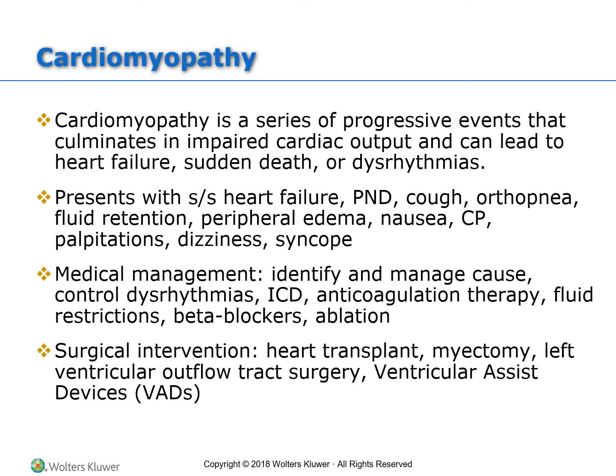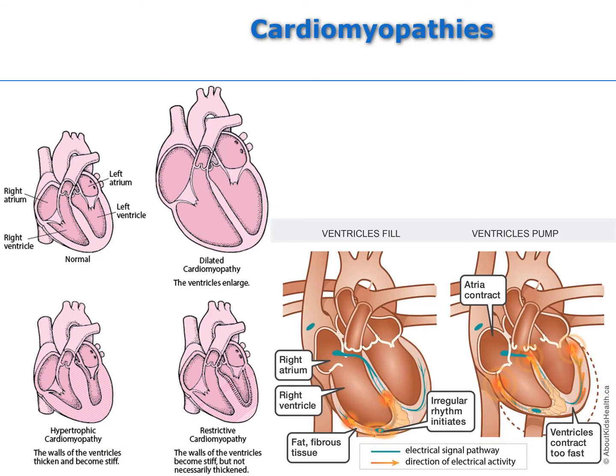Cardiomyopathy. It's a condition where you have a series of progressive events culminating in impaired cardiac output, and this can lead to heart failure, sudden death, as well as dysrhythmias. An echocardiogram is one of the most helpful diagnostic tools with hypertrophic cardiomyopathy because the structure and function of the ventricles can be observed pretty easily during the echo.